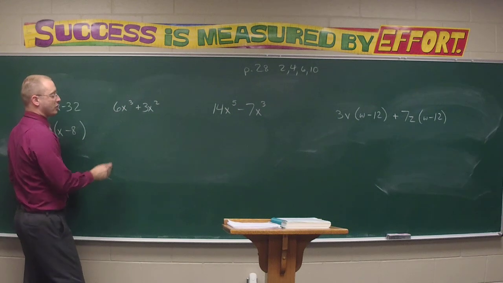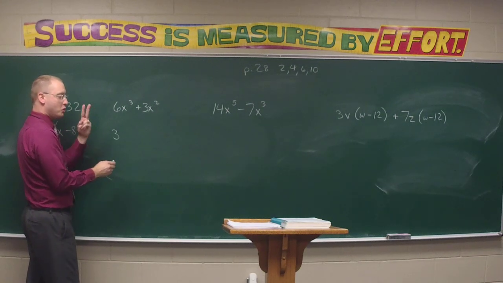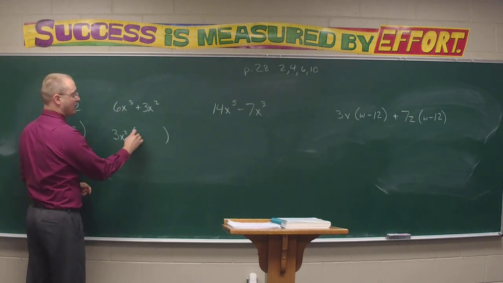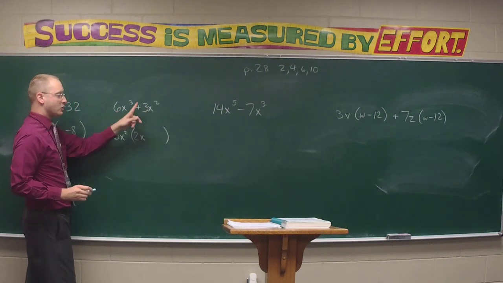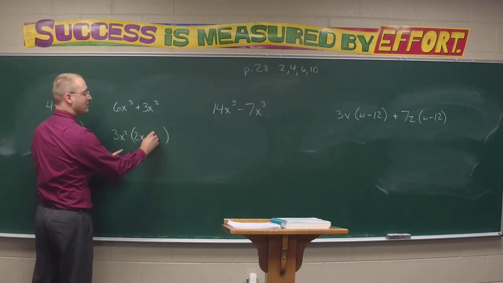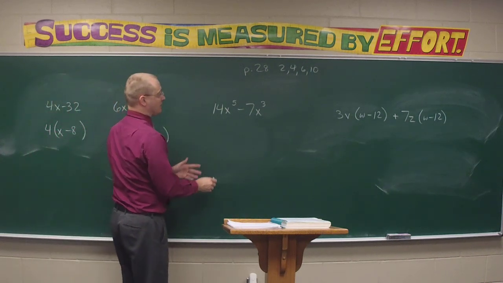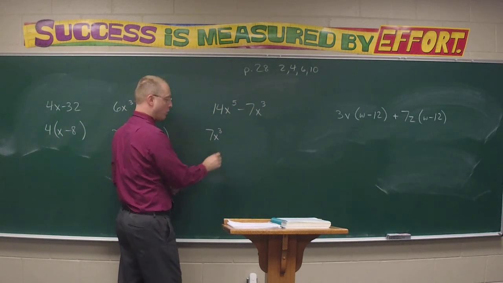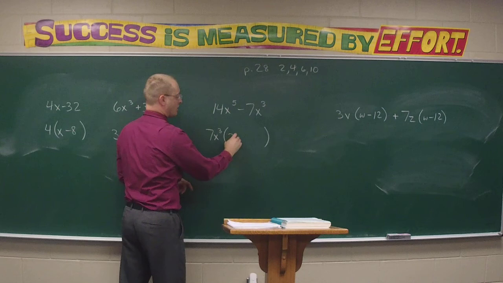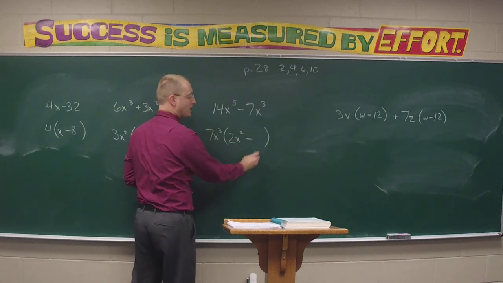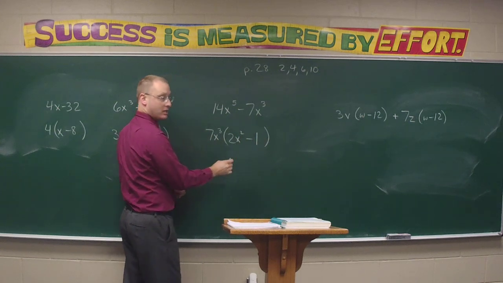Looking at the next one, I see that there's a 3 in both terms and at least 2 x's, so x squared. You divide 6x cubed by 3x squared, you get 2x. You divide 3x squared by 3x squared, class, they cancel to give you plus 1. Excellent. Here, I see there's a 7 in both. I see there's at least 3 x's in both. I divide sign, number, letter to get 2x squared. I divide sign, number, letter, it cancels to get a negative 1 this time.